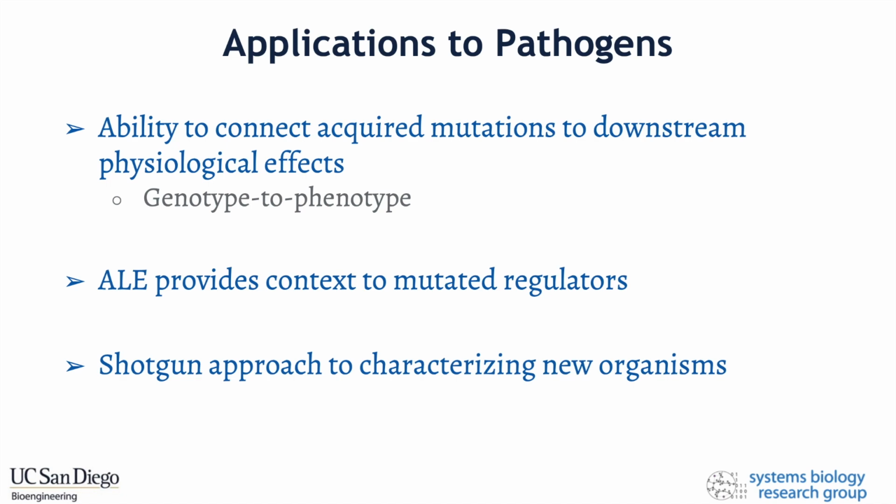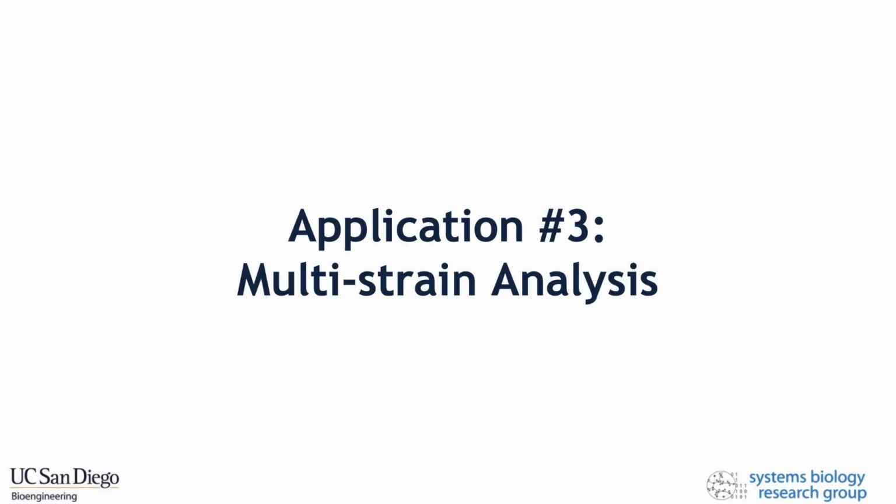In these ALE studies, the original question that was asked had nothing to do with the transcription factors. However, ICA revealed answers to questions we didn't even ask. This shows that compiling a large expression compendium for any organism can give us a shotgun approach to characterizing the TRNs of new organisms. The final application of ICA is in comparing the transcriptomes of closely and distantly related E.